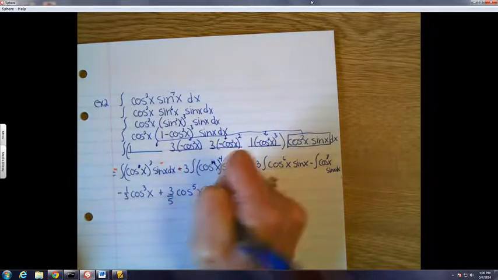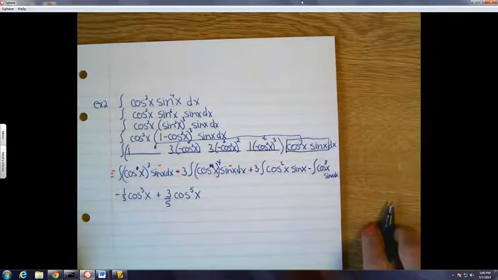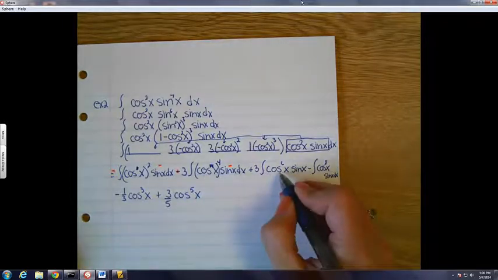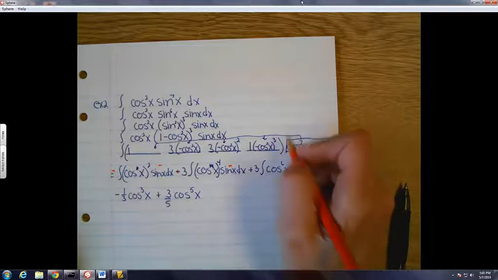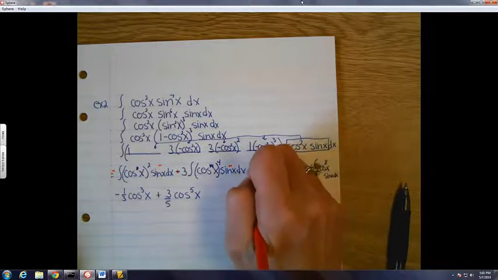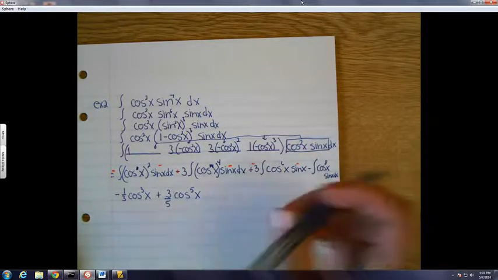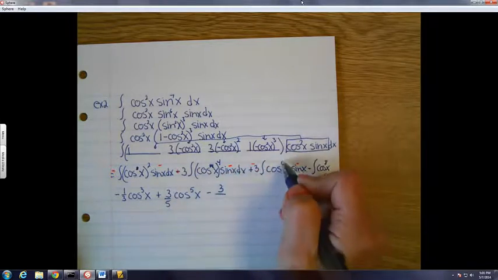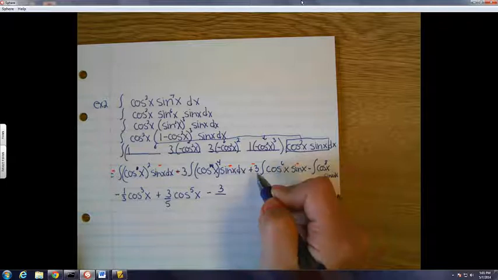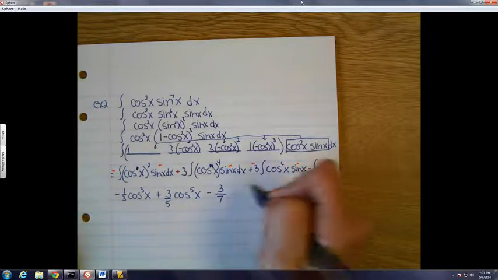X. Next one, same idea. Inside is cosine, power is 6. Inside derivative would need a negative. So I need a negative here. That makes negative 3. I know I'm going to have a divider here. Add 1 here, I'm going to get 7. So the 1/7 puts the 7 down here.